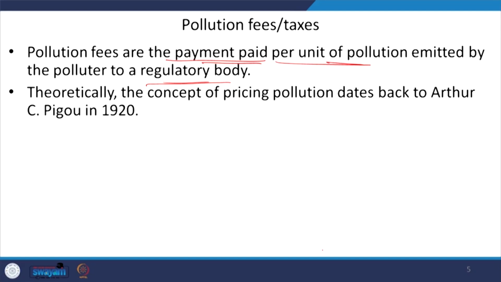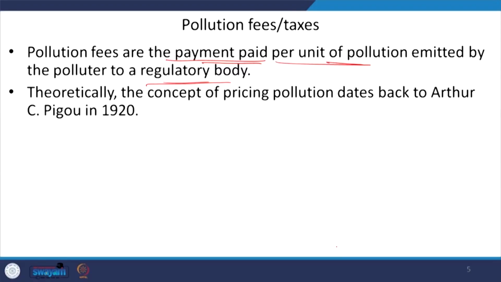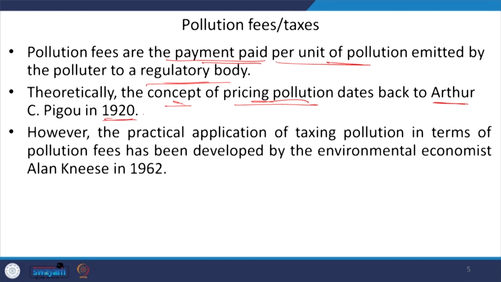And if you are trying to find the theoretical underpinnings of this pollution fee, when a polluter is polluting, he has to pay the tax for pollution. Theoretically, this concept of pricing the pollution was developed by the author Arthur C. Pigou. He developed this idea in 1920 itself. This is the first edition where he talked about the pollution fee that can be imposed on the polluting agencies, and later on we had different versions and editions of this idea.